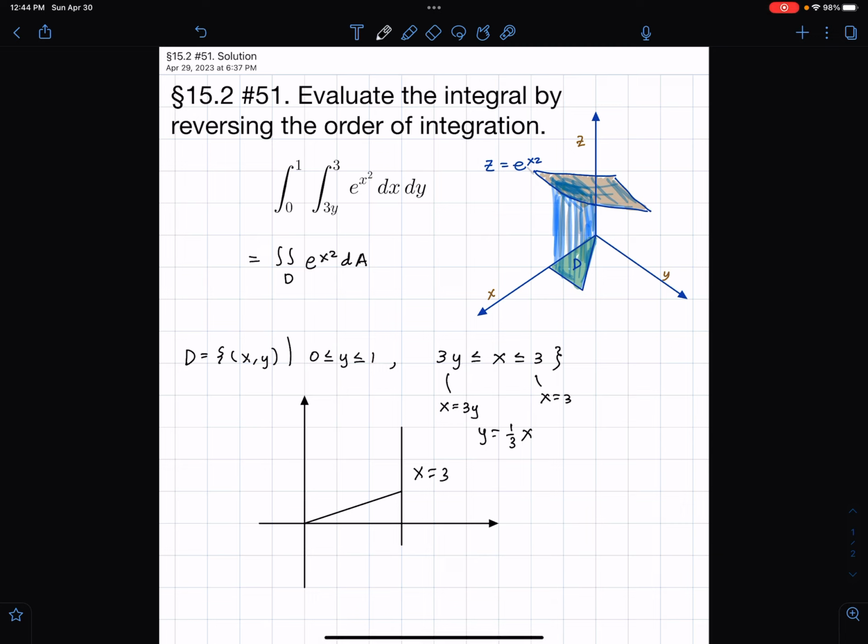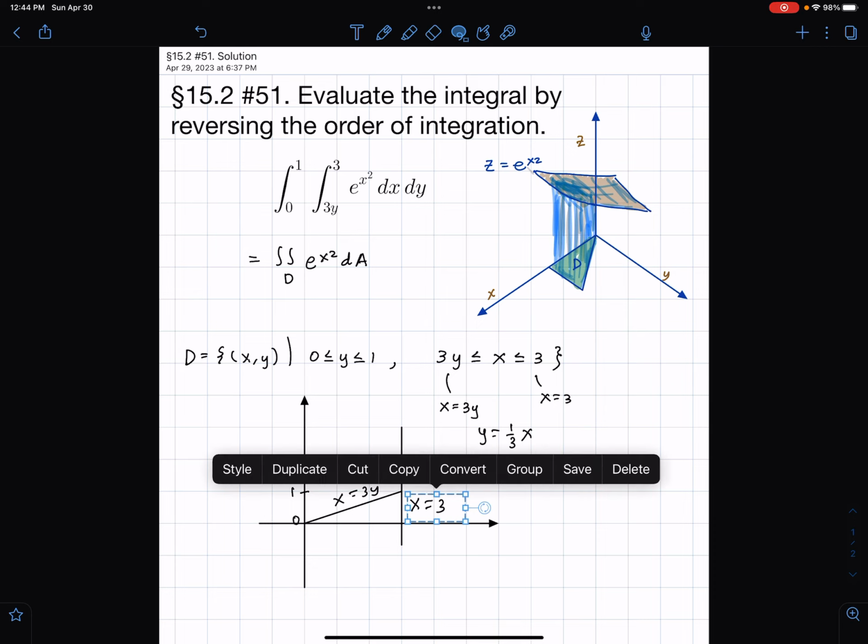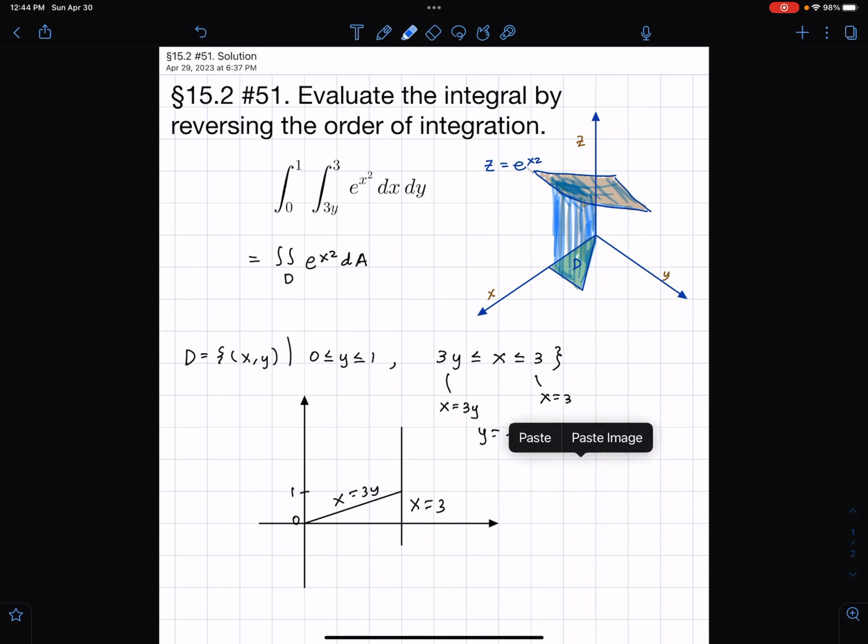And then we also look at the bounds on y. y starts at 0, so here's y equals 0, and then it finishes at y equals 1. So on the left, we have x equals 3y. On the right of this region, we have x equals 3. And therefore, the region that we have for D that I'm coloring in blue here is, well, here it is.